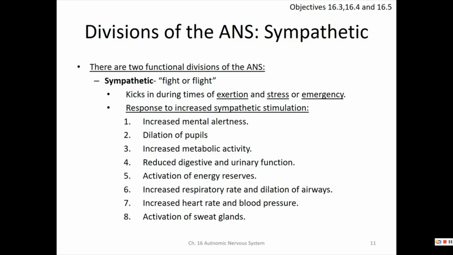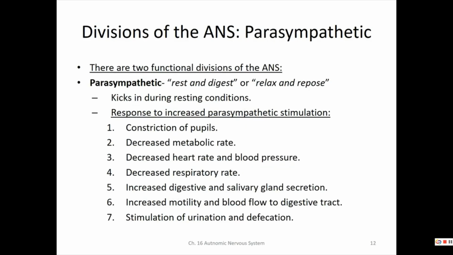So it can become very dangerous for people who have constant anxiety. It can become a problem. And you will deal with people who have those problems as well.